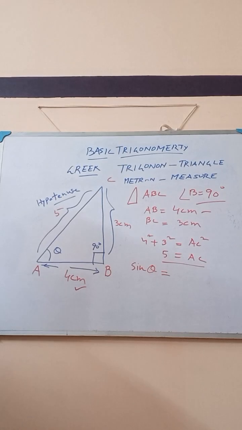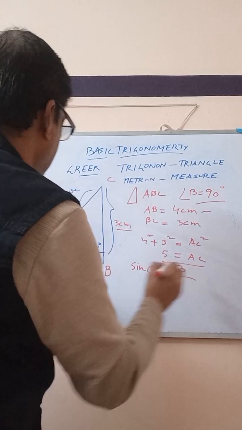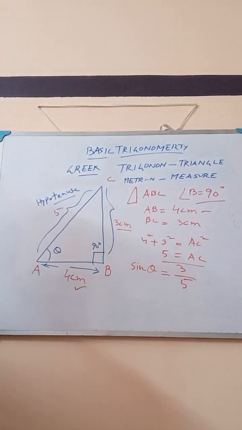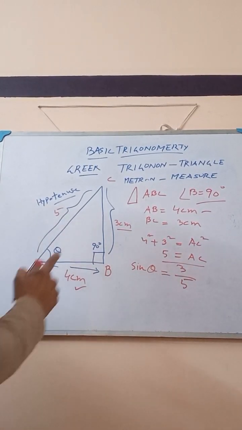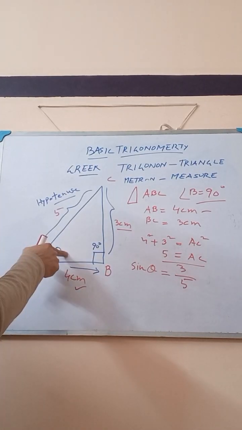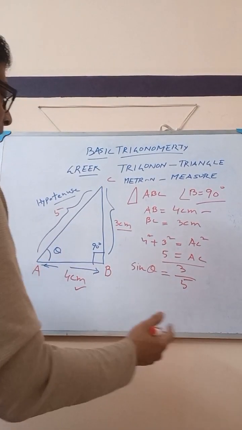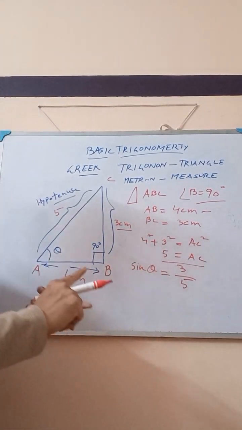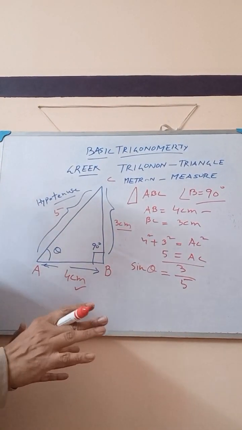So sine theta will be some people have. This is perpendicular and this is hypotenuse. So sine theta will be 3 by 5. When we are taking angle A as theta, that means angle CAB as theta, which is an acute angle. Now, in this way, you can find cos theta, tan theta, cosec theta, sec theta, and cot theta. Very easy.